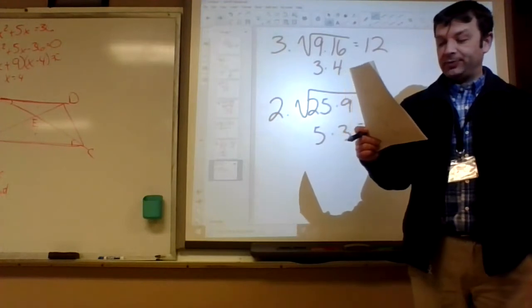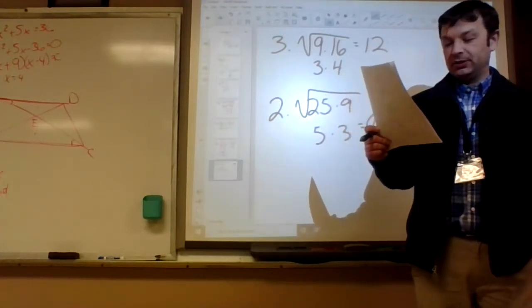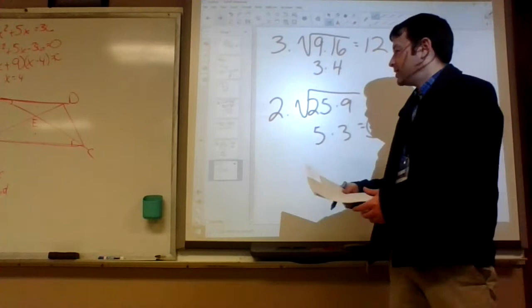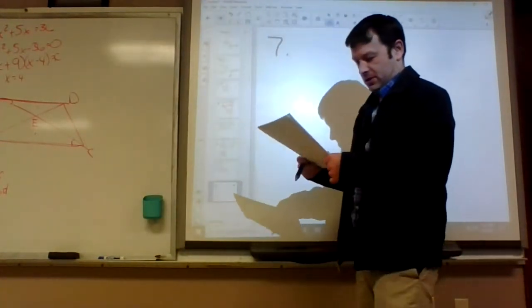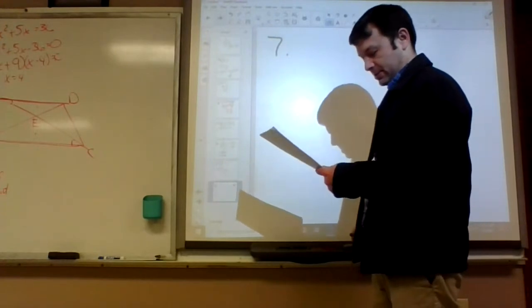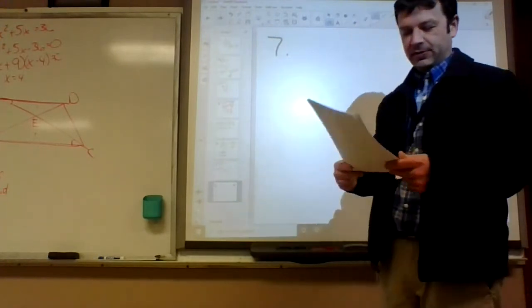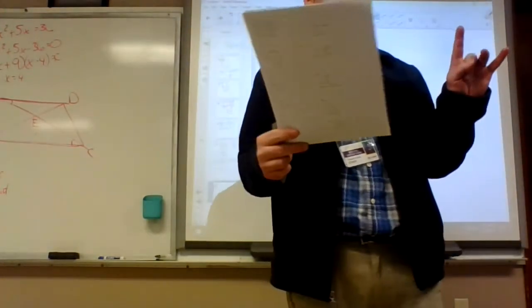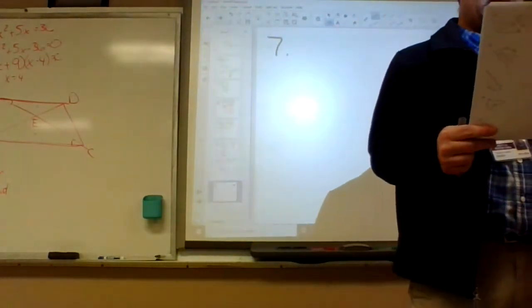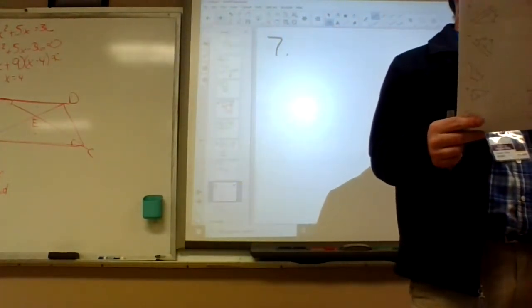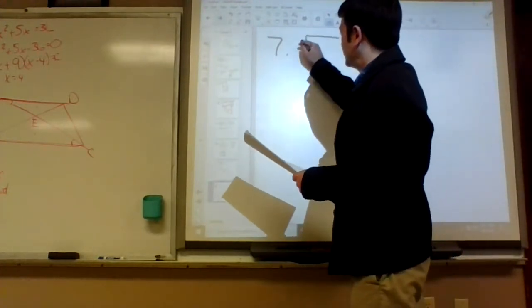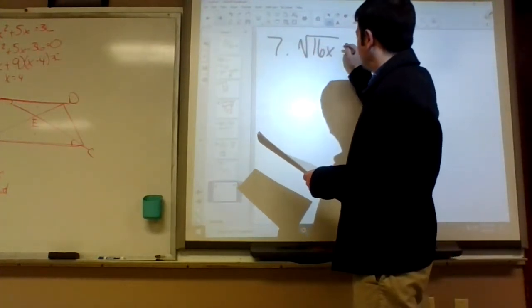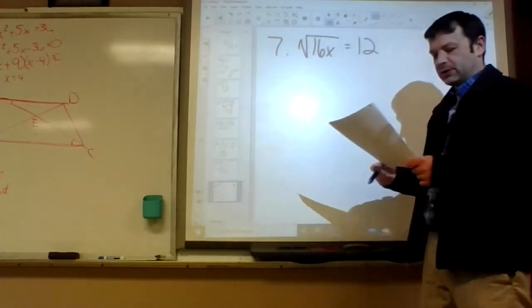For example, number 7 and 8. Which one do you guys want to do, 7 or 8? I want to do 7. Okay, 7. So 12 is in the middle. So we're going to do just x times 16, square root of that, equals 12. So it's the square root of 16x equals 12.